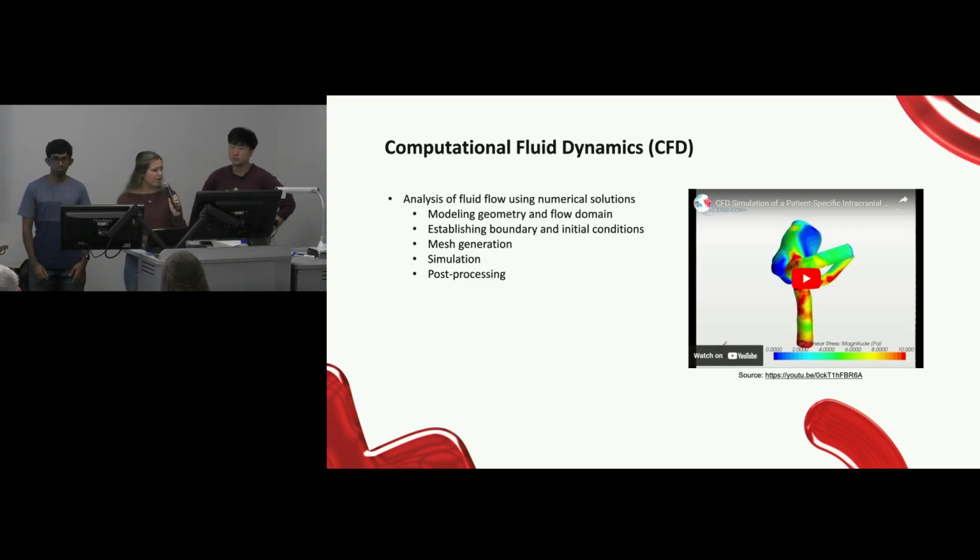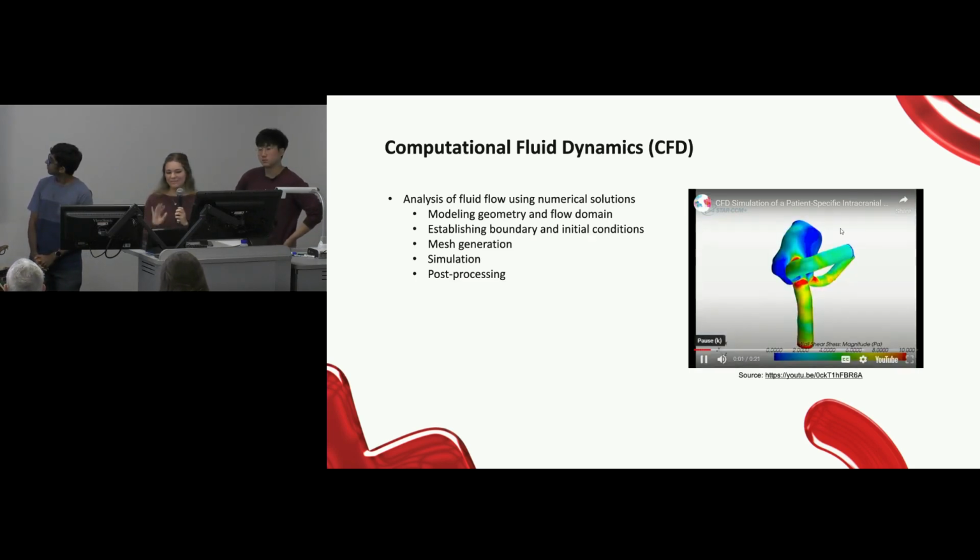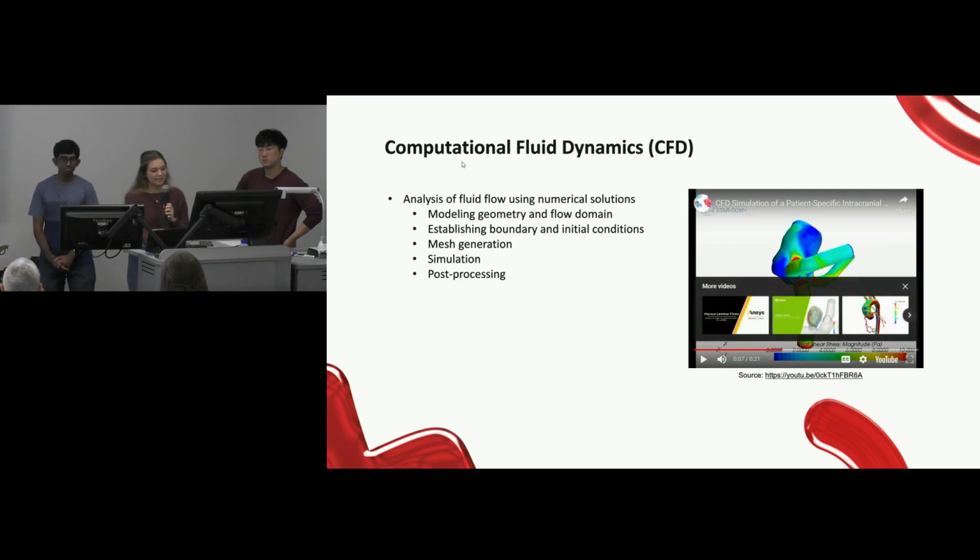You also generate your mesh for your geometry and for your flow domain, and then be able to run your simulation to analyze different parameters such as pressure gradient, velocity, shear stress. This here is the cerebral aneurysm. Just a quick visualization. This shows the wall shear stress. So we will be discussing this in a little bit, and then you can post-process.